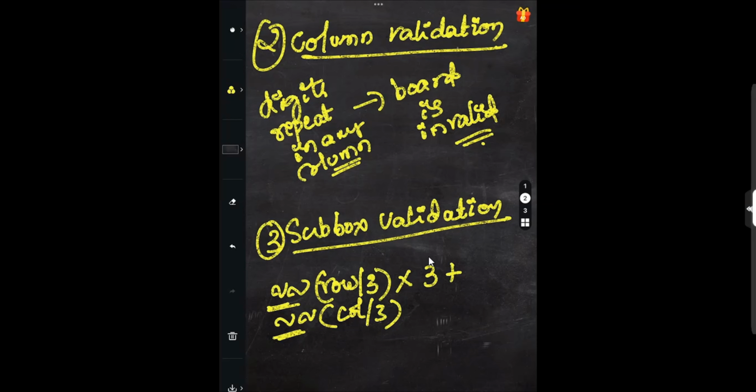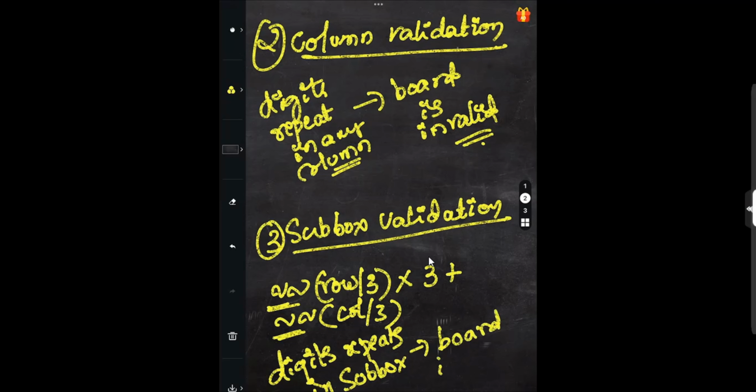So again, here the same thing. If the digit repeats in sub box, then the board is invalid. This is where if digits repeat in sub box, then the board is said to be invalid.